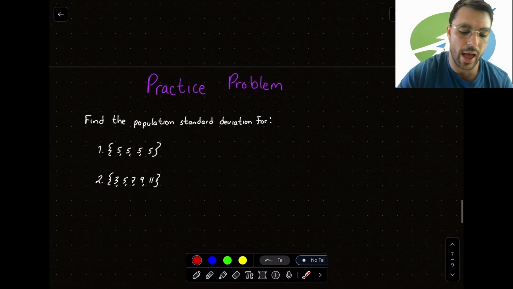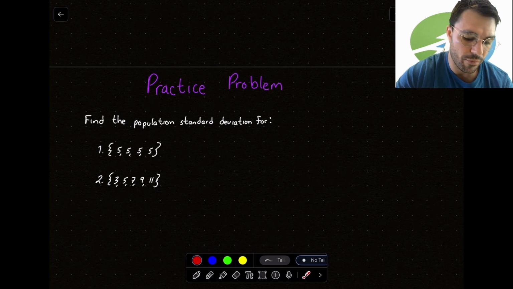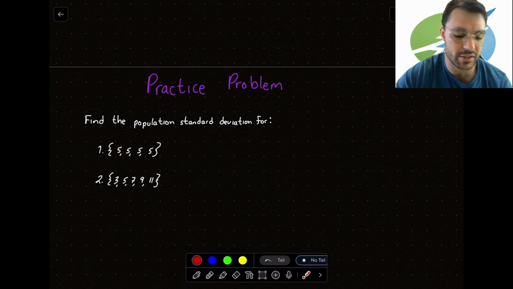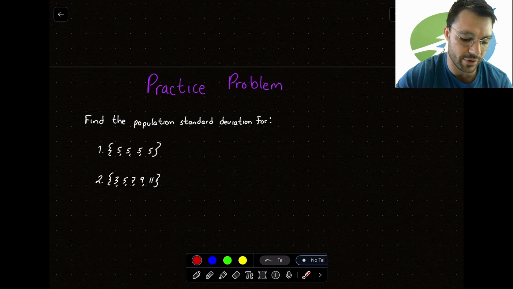All right, and here we have a practice problem. Find the population standard deviation for 1, dataset 5, 5, 5, 5, and 2, dataset 3, 5, 7, 9, and 11. All right, I'll give you a minute to pause here and take a stab at these. All right, hopefully you worked on them. Let's take a look.